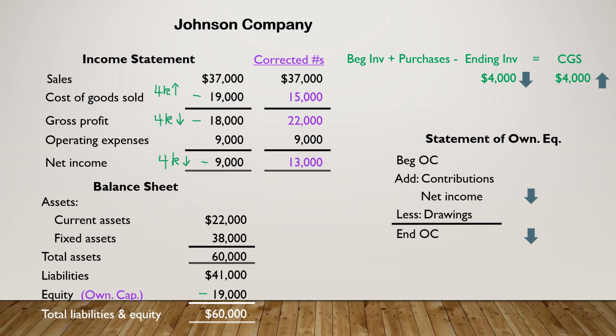If $19,000 understates the correct amount by $4,000, then the correct amount is $23,000. Liabilities will remain at $41,000, but total liabilities and equity will be $64,000.